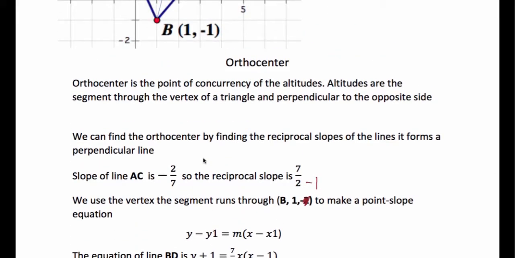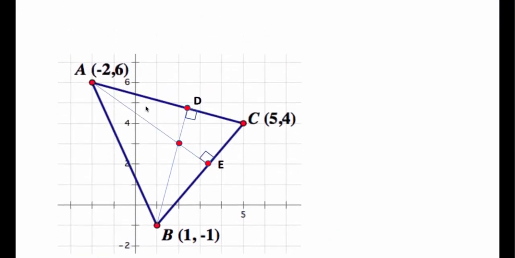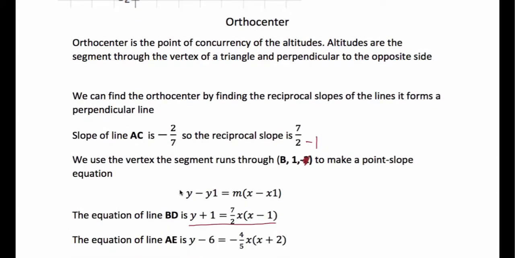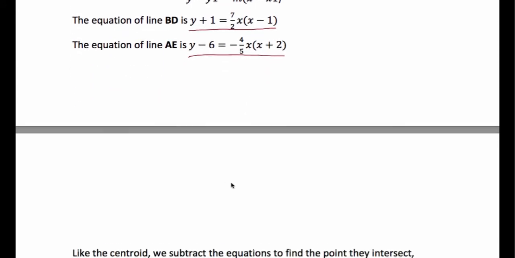We're going to do the same thing with the AE line. We find the reciprocal slope of BC, and that's going to be the slope of line AE. We use point A's coordinates to make a point slope equation, and that equation turns out to be y minus 6 equals -4/5 times x plus 2.